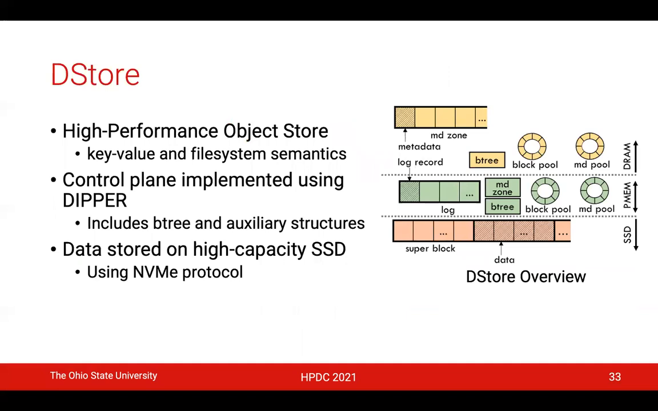Using Dipper, we propose a new high-performance object store. It provides both key value and file system semantics. So the control plane of this object store is implemented using Dipper, which includes B-tree and other auxiliary structures. For a cost-effective solution, we store data on a high-capacity SSD using the NVMe protocol. An overview of the DStore layout is shown on the right.